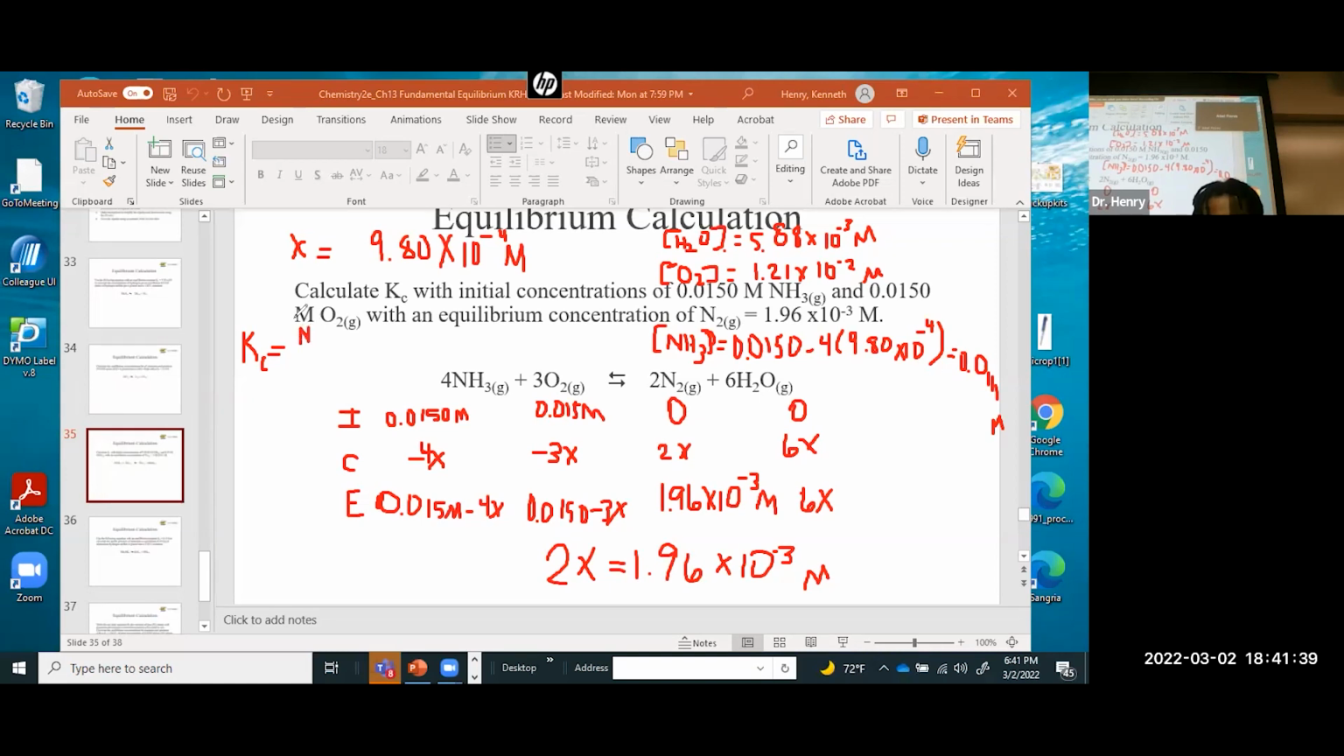N2 squared, H2O to the 6th power, over ammonia. Okay.